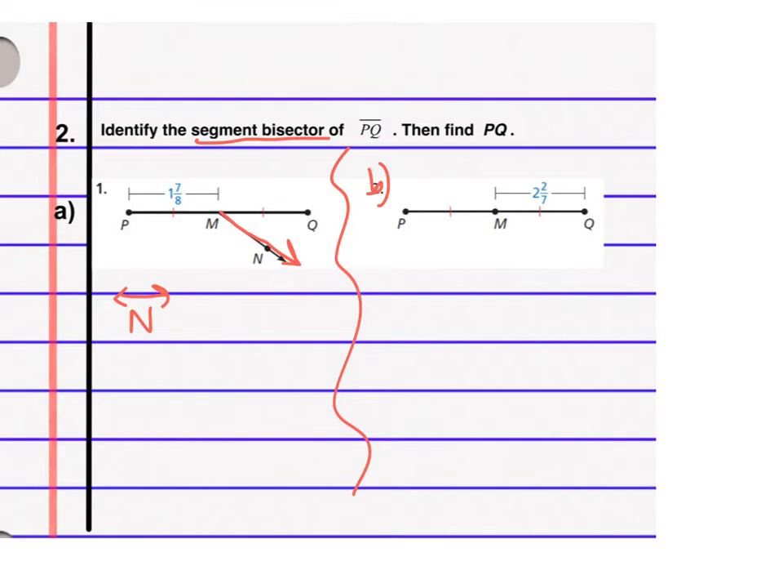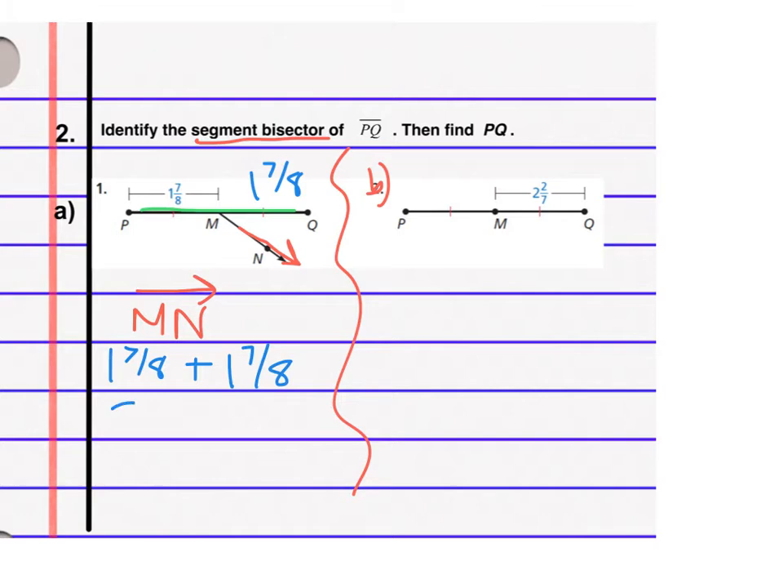Okay, and actually, I think that is actually a ray because it has one end point. So let me change that. Ray MN. Okay. Then find the length of PQ. PQ is the whole length. So it's kind of like the skateboard problem. I like this though because we have to include a few fractions. So I'm going to do 1 7/8 plus 1 7/8.